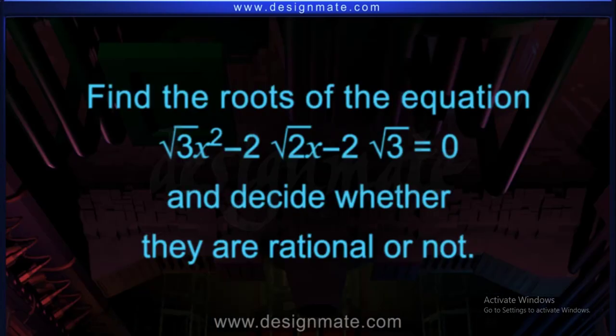Illustration. Find the roots of the equation √3x² − 2√2x − 2√3 = 0 and decide whether they are rational or not.